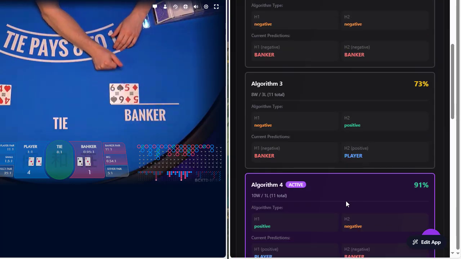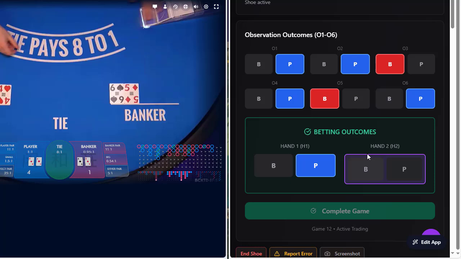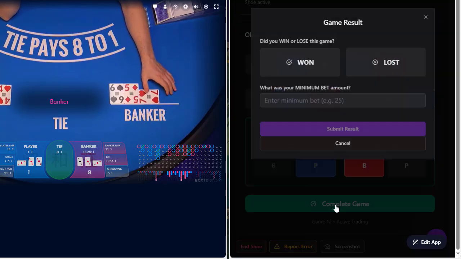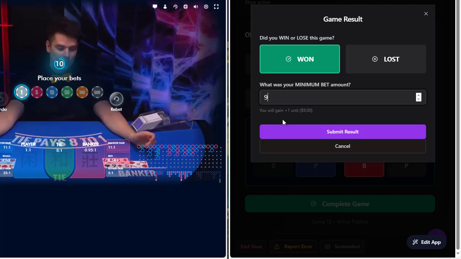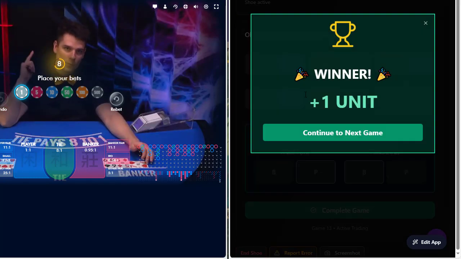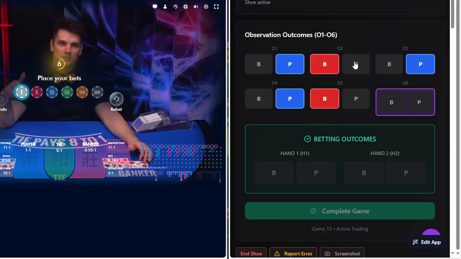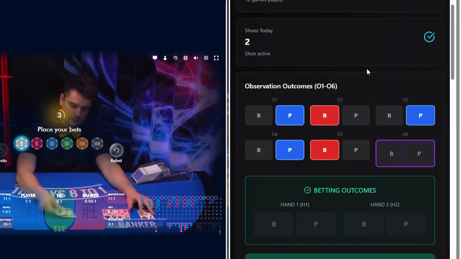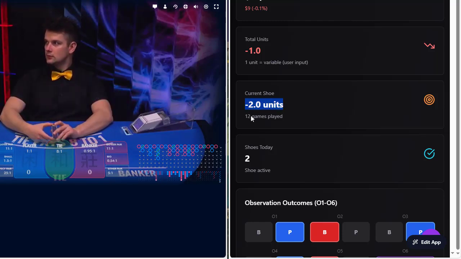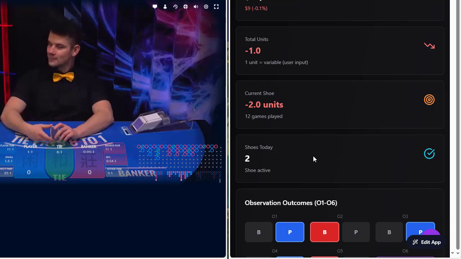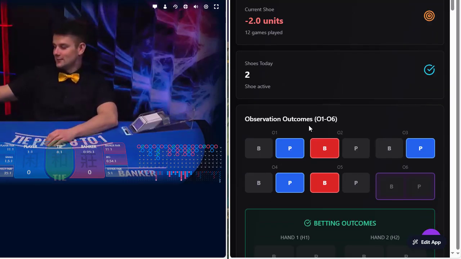So we're still working on algo 4. Algo 4 is at 91%. So we just won that first hand. And now we're going to click that and go here. Click on win. And listen, guys, another thing, I'm not going to enhance this too much because I don't want to run more bugs. This one appears to be kind of bug free. You can see here we're still down 2 units from all that fiasco mess we were doing. But I was just trying to show a point.